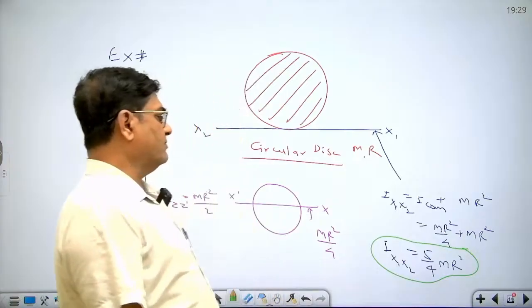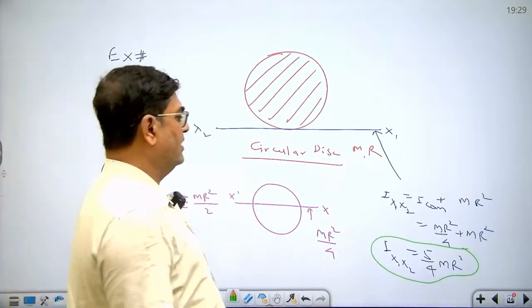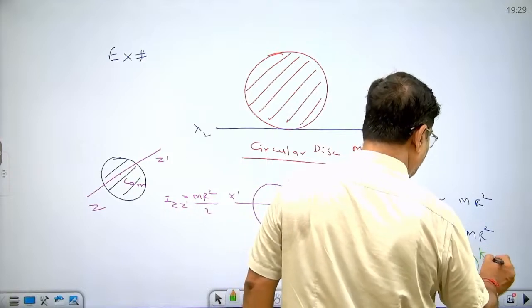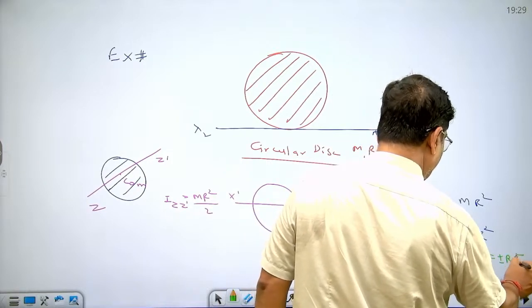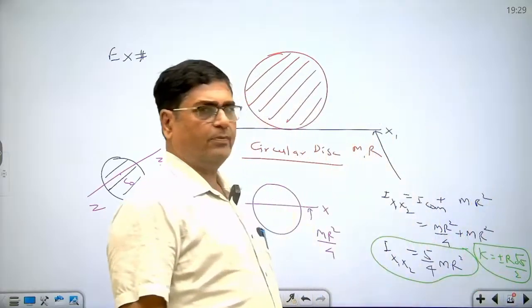If you talk about the radius of gyration, make it equal to mk square. So k will be equal to plus minus r root 5 upon 2 in this situation. This is the value of the radius of gyration.